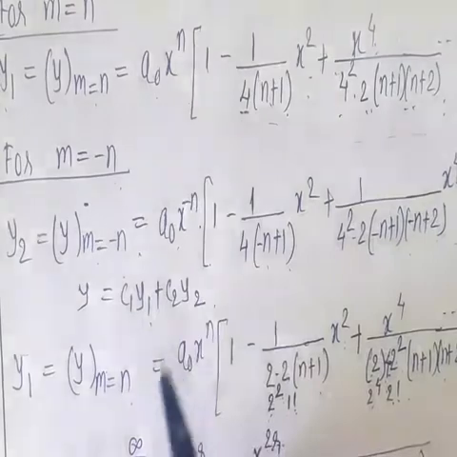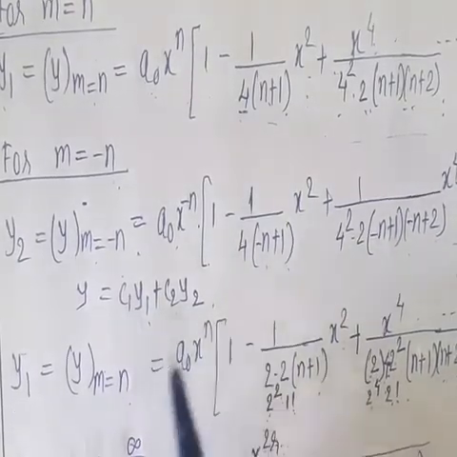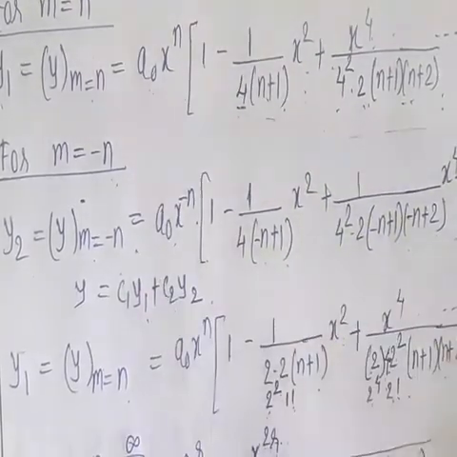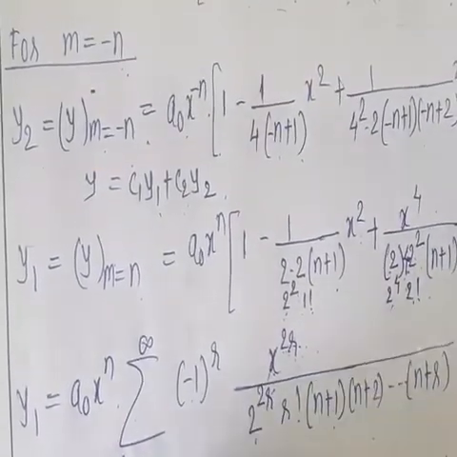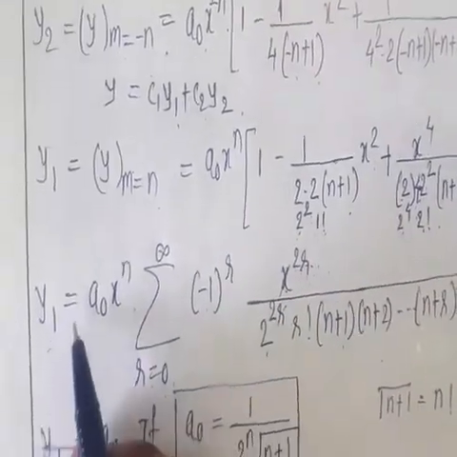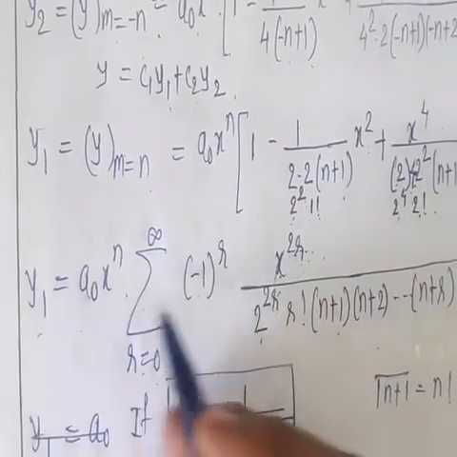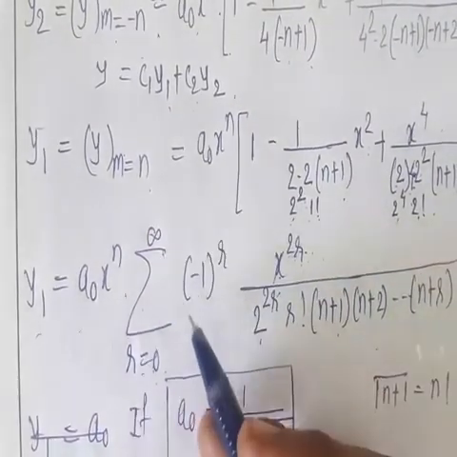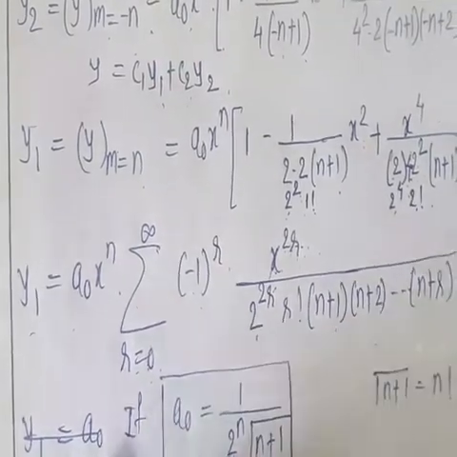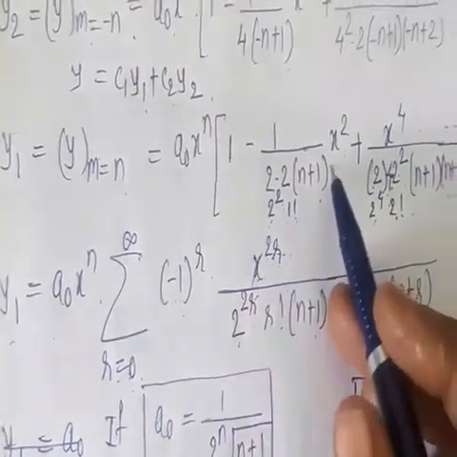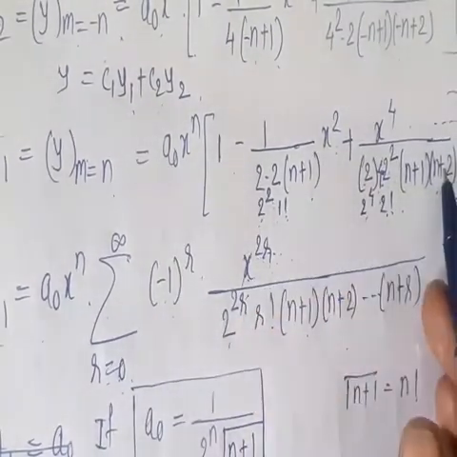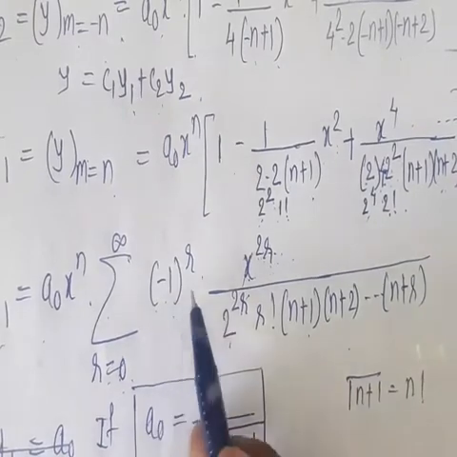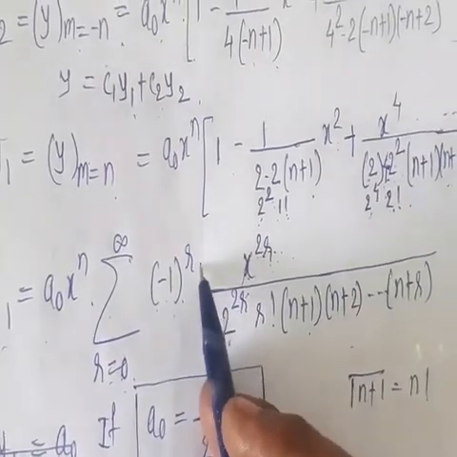So y1 and y2 both the values we get here, but we try to simplify this y1 and y2 in more simplified form, that is in terms of Bessel function. So for that we write it as, in general, y1 can be written as a0 x to the power n, summation start from 0 to infinity minus 1 to the power r. See, first term is positive, second negative, third positive, fourth negative, like that we get alternate positive, negative sign. So we write it as minus 1 to the power r.